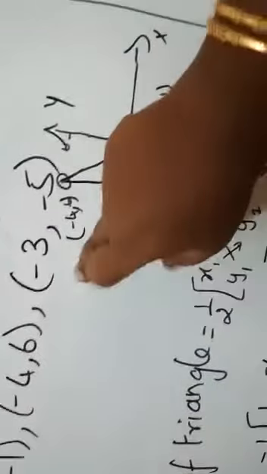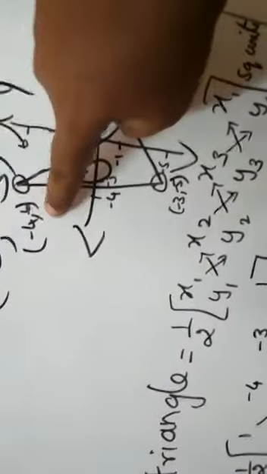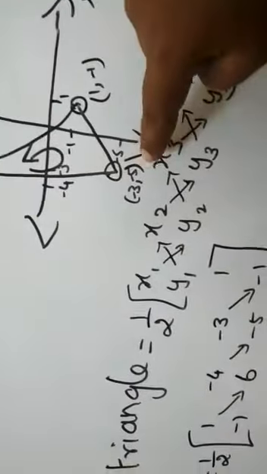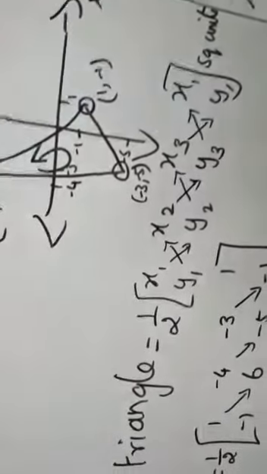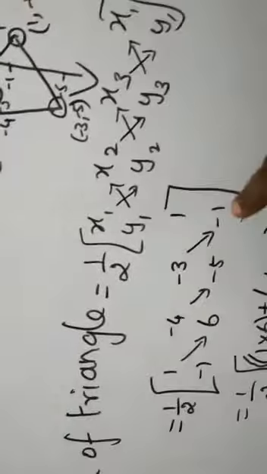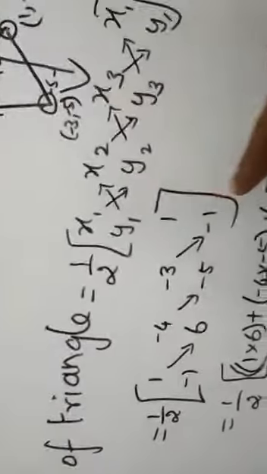Already it is in anti-clockwise direction, so no change as such. If you start from minus 4 comma 6, you can write like this: minus 4 comma 6, minus 3 comma minus 5, 1 comma minus 1, and again minus 4 comma 6. In that way we can write it here. Now I have started from 1 comma minus 1, so I have written these 3 here, minus 4 comma 6, minus 3 comma minus 5, again the first point 1 comma minus 1.